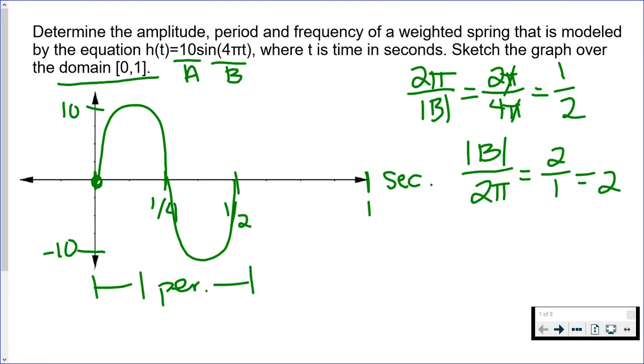Now remember, the frequency told us that we should have this pattern twice in 1 second, so I'm going to draw it again. I told you it's a very rough graph, but you get the point.